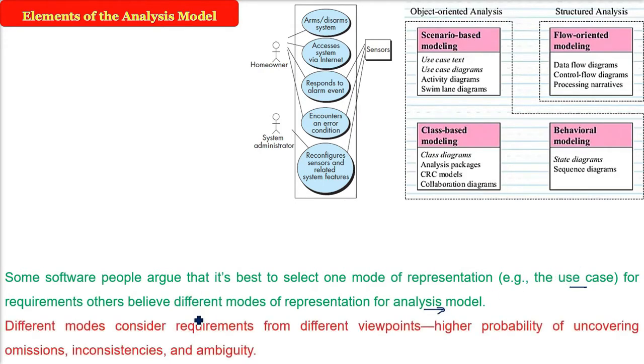But there are people who say that if you are making big software, then you need different viewpoints. That is, you need more in the analysis model, not just the use case. Because the more viewpoints you take, the more omissions, inconsistencies, and ambiguity you will find in the requirements. All this omission, inconsistency, and ambiguity in the requirements can be avoided using different viewpoints. So you cannot just take the use case diagram. There are different ways, as I said, object-oriented analysis, structured analysis, etc.